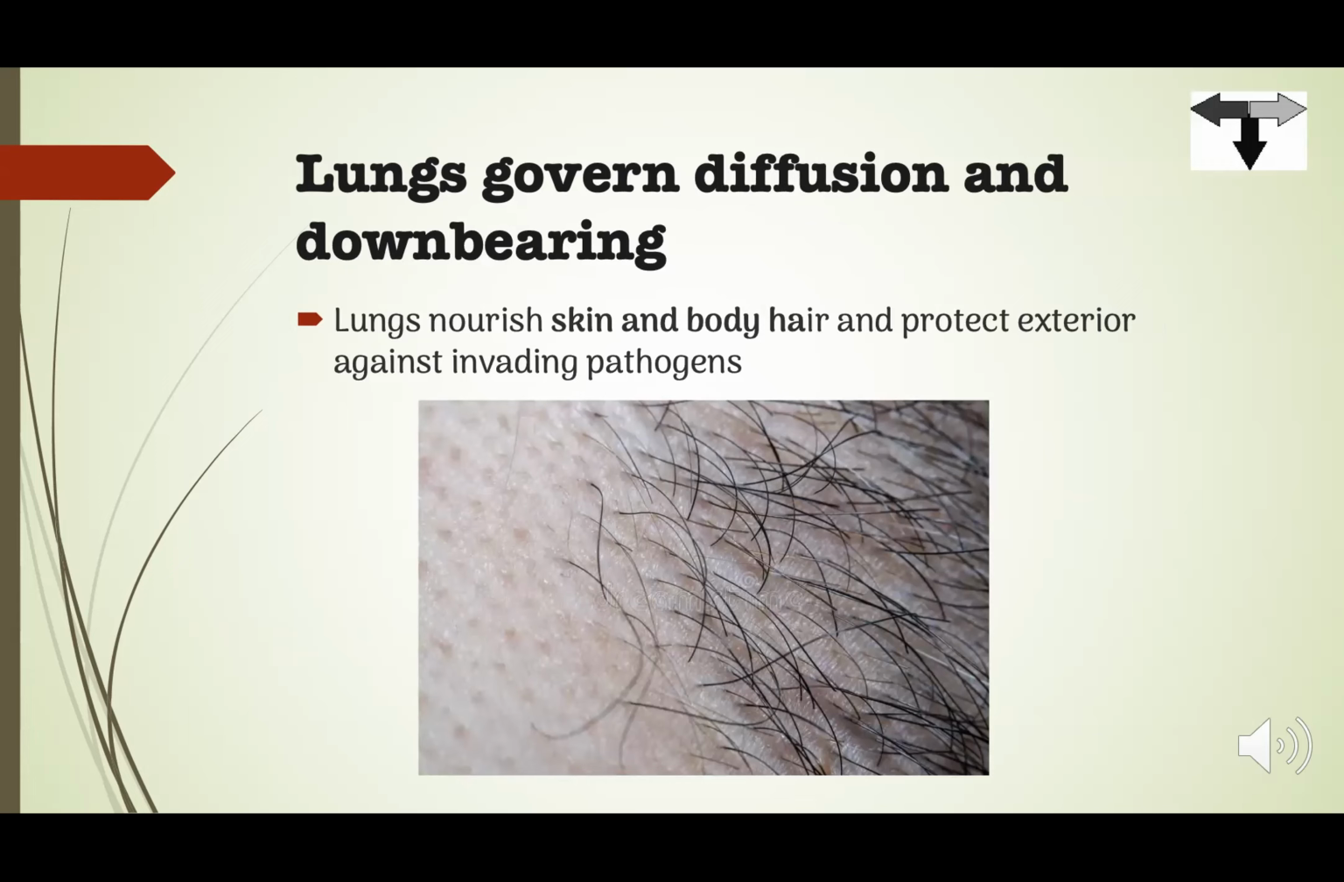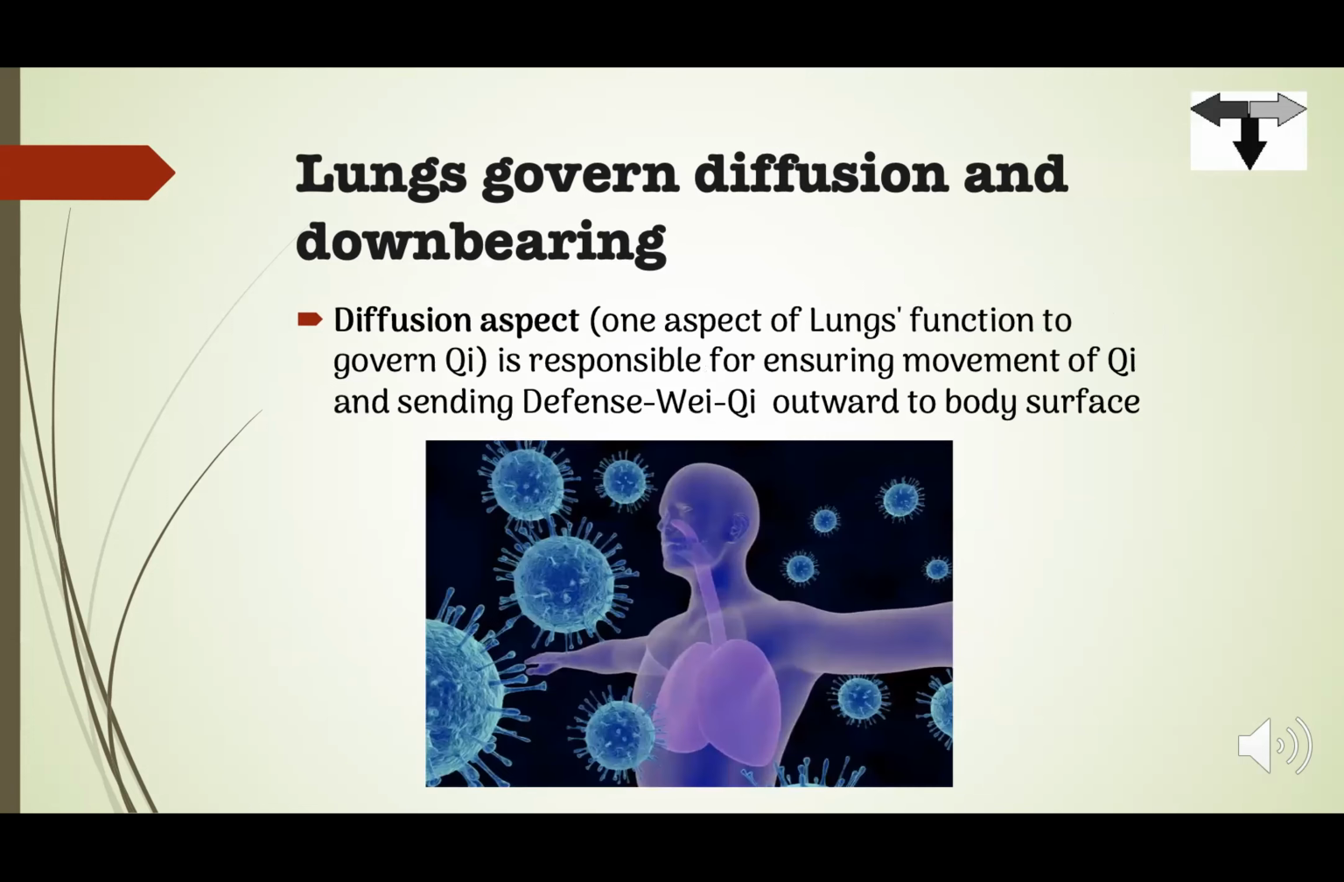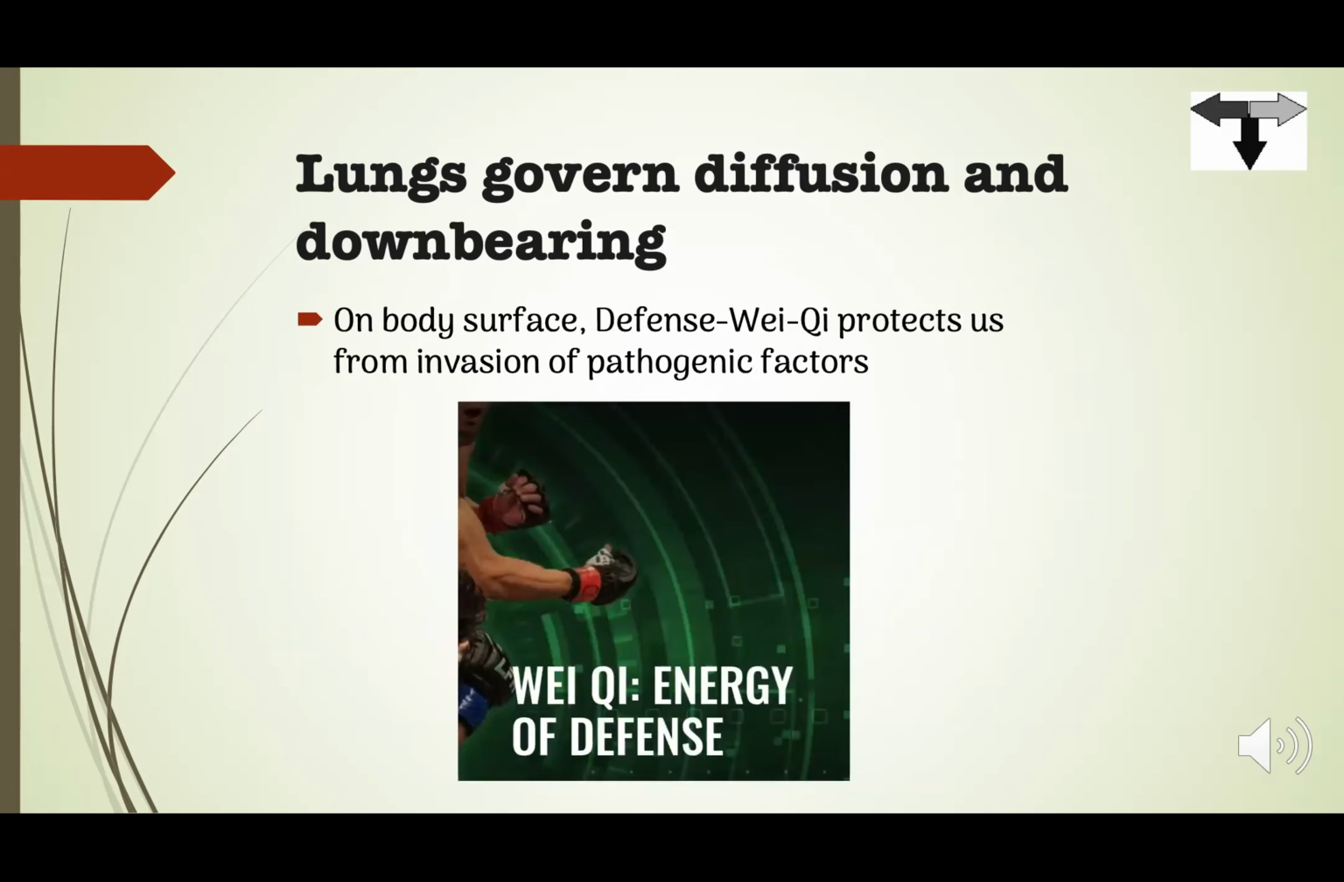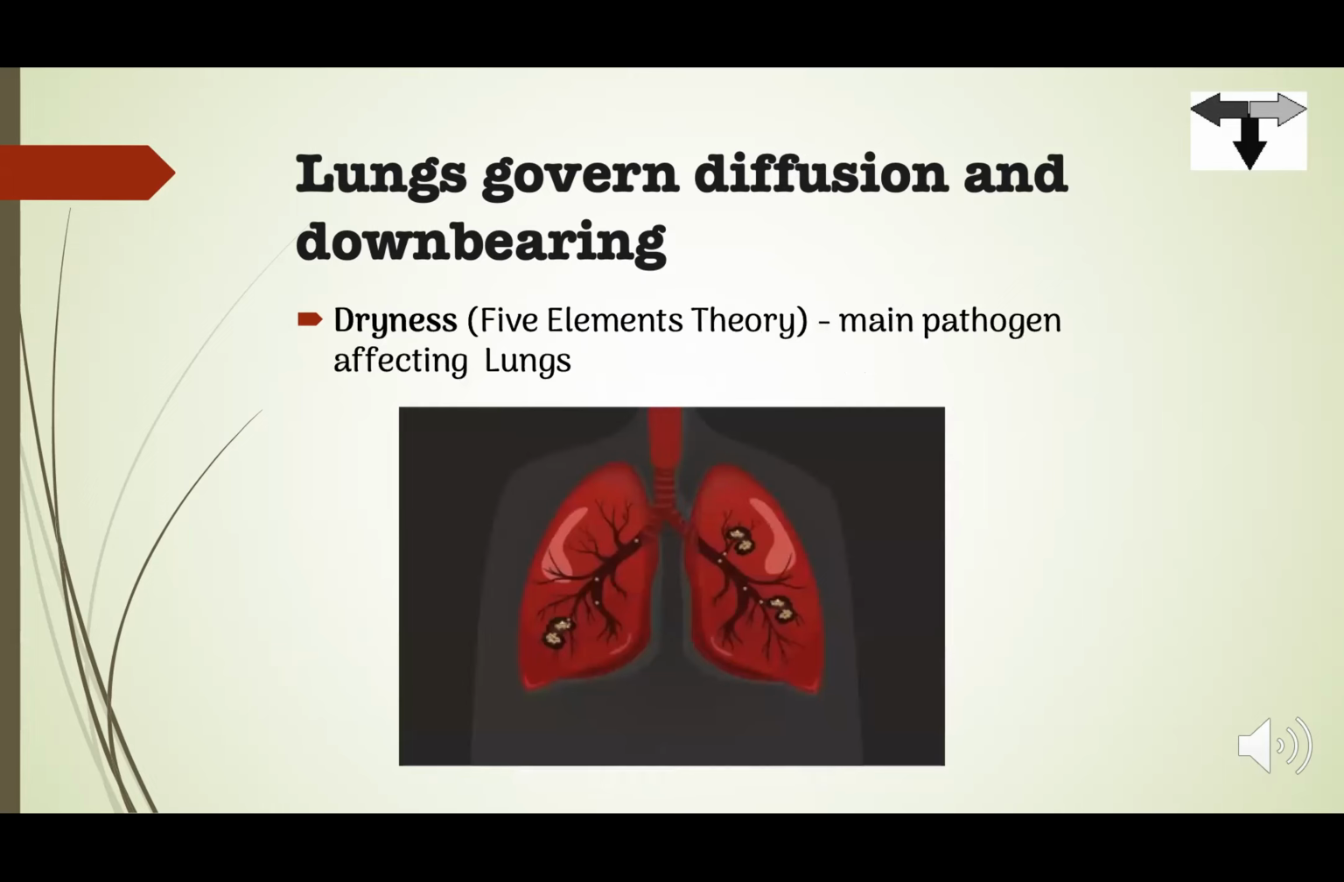On the second function of the lungs, the lungs govern diffusion and downbearing. Lungs nourish skin and body hair and protect the exterior against invading pathogens. Diffusion is one aspect of lung function to govern qi. In diffusion, it is responsible for ensuring movement of qi and sending defensive wei qi outward to the body surface. On the body surface, the defensive wei qi protects us from invasion of pathogenic factors.